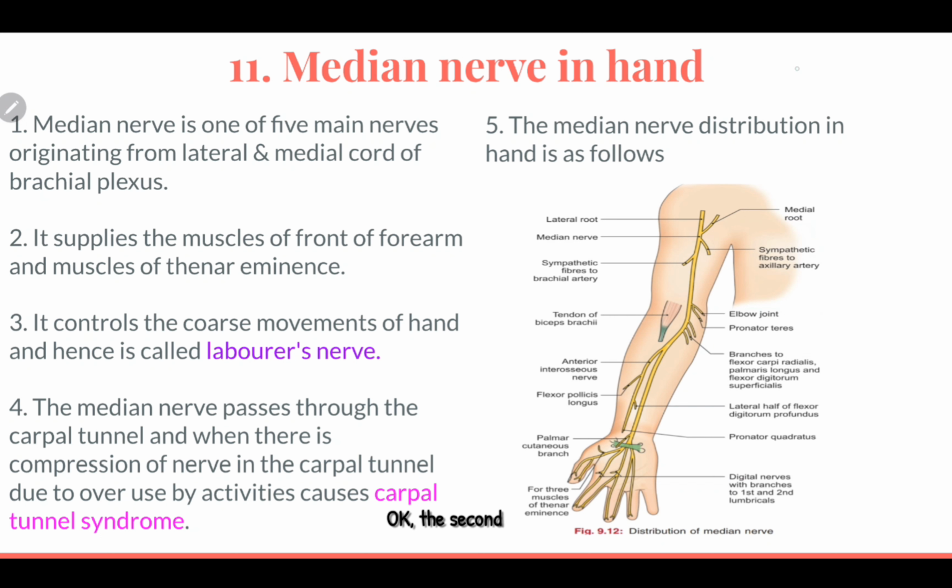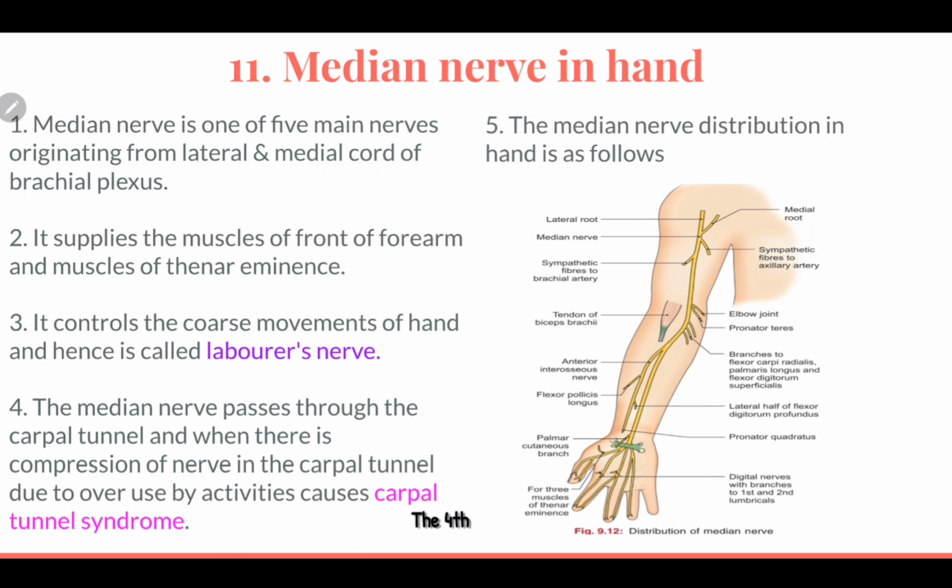Okay, the second point is that it supplies the muscles of the front of the forearm and the muscles of the thenar eminence. So the muscles of the front of the forearm and the muscles of the thenar eminence are supplied by the median nerve. The third point is that it controls the fine movements of the hand and hence is called the laborious nerve.